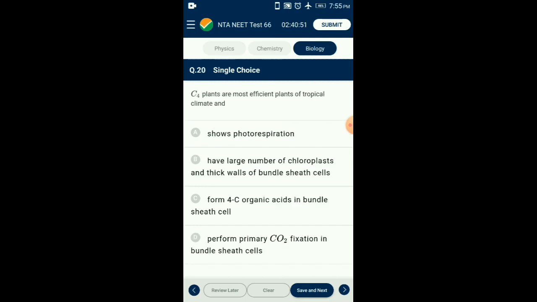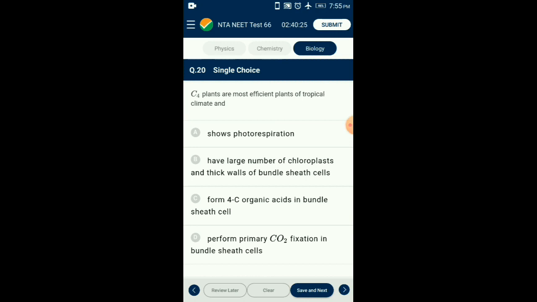Question number 20. C4 plants are the most efficient plants of tropical climate and C4 plants show Kranz anatomy. Carbon dioxide fixation in C4 plants occurs twice. First in mesophyll chloroplast with the help of enzyme phosphoenolpyruvate carboxylase and second in bundle sheath chloroplast with the help of enzyme rubisco.